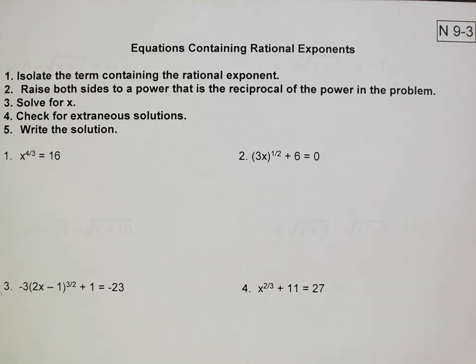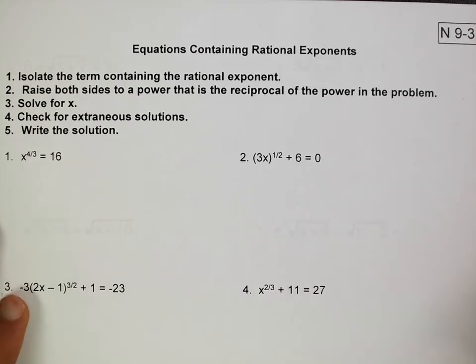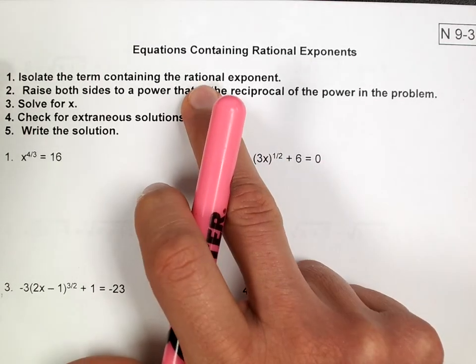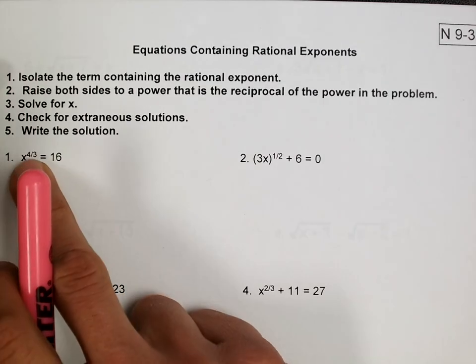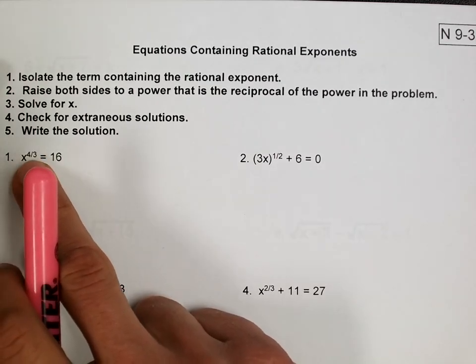Alright, so today we're going to talk about equations that contain a rational exponent and how to solve them. These are really good steps that you should be familiar with by the end of this lesson. First, we're always going to try to isolate the term containing the rational exponent. Remember, rational just means a fraction, and exponent means power. So something like this would be a rational exponent right there, that 4/3.